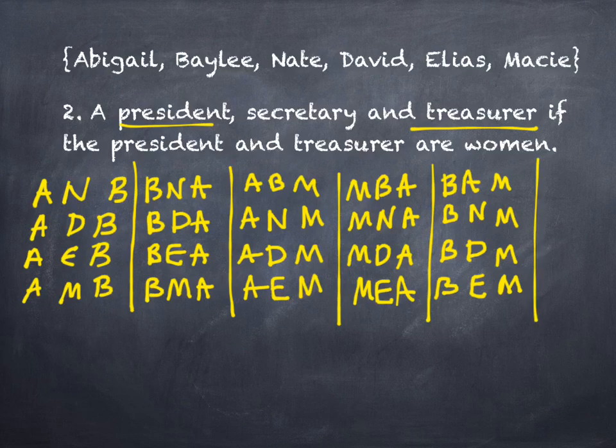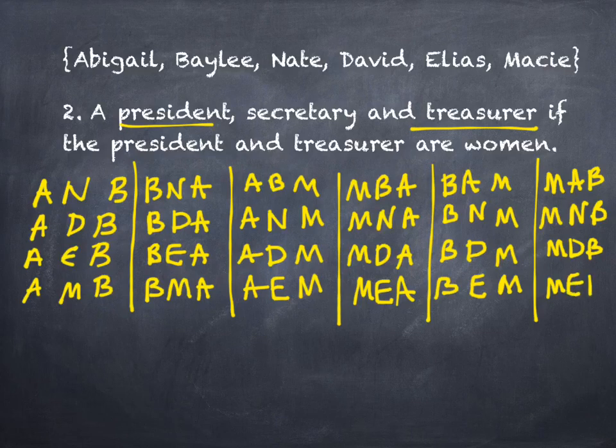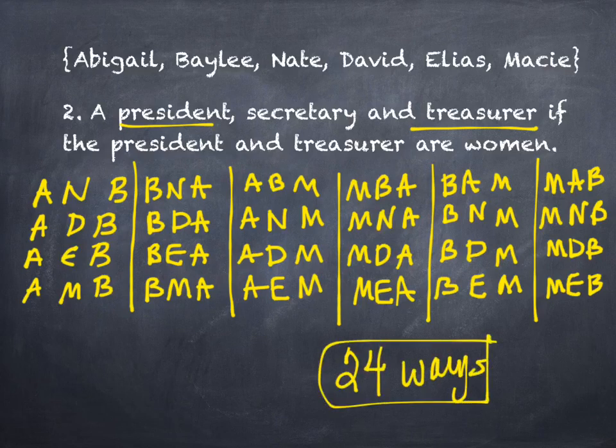And then what can I do? Switch my list. So I'm going to do the same list, but I'm going to list them backwards. MAB, MNB, MDB, or MEB. I think I'm done. How many did I get this time? 24. Again, it doesn't ask you that on this particular problem, but we're going to come back to this next class period, so I want you to jot the 24 down. Any questions on this one?